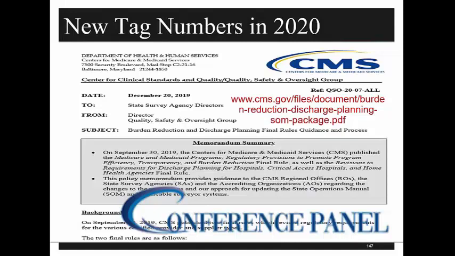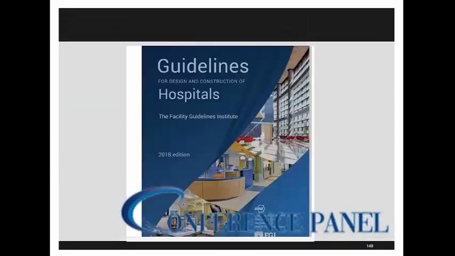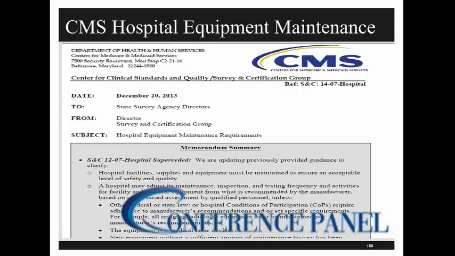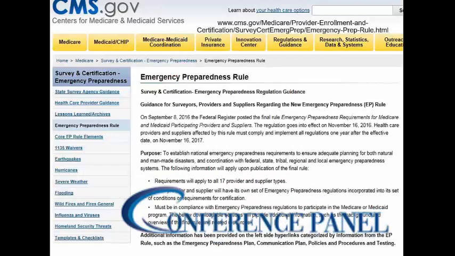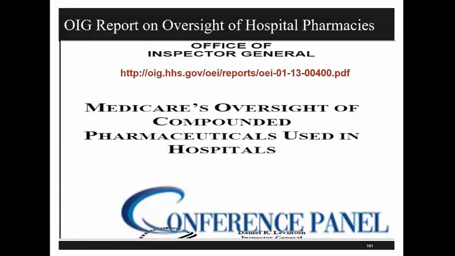As you filter down, like I said, it's like 600 some odd pages. You get down to 590 and you're going to start seeing some of those new tag numbers for critical access hospitals. That's how you find them. That happens to be the hospital design guide that I had talked about, hospital equipment maintenance and equipment memo, COVID reporting. That's the survey memo on COVID reporting, what we have to report. Some of those have changed over time on what we're mandatorily to report.